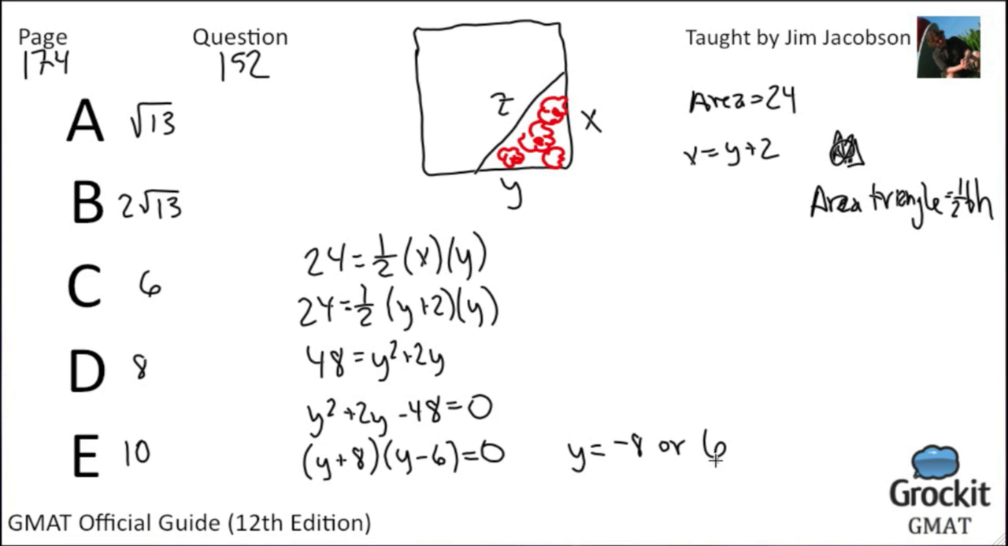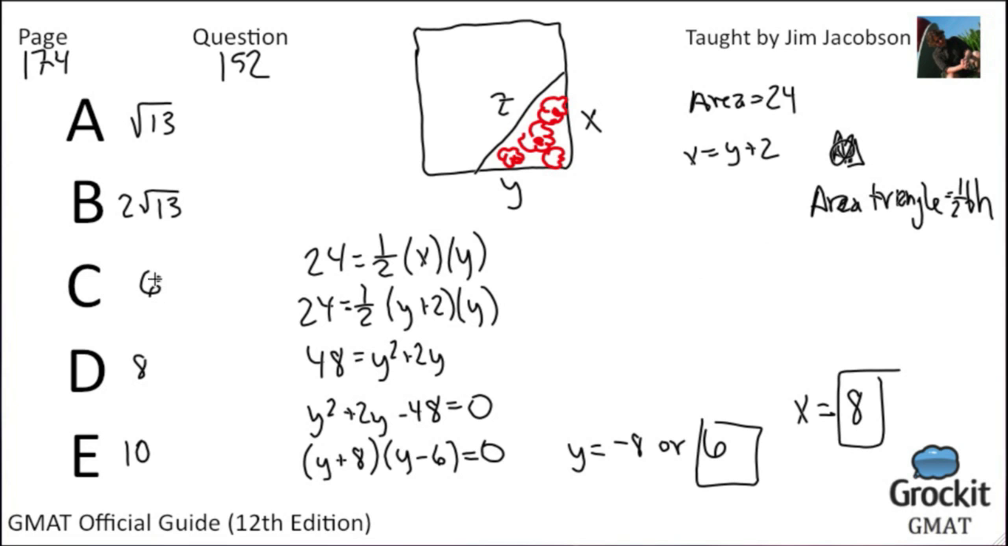Since we're dealing with an actual flower bed, see, I drew the flowers and everything, we can't use negative distances. There are no negative distances in real-life flower beds, only positive ones. So y equals 6. We also then know that x equals y plus 2, so x equals 8. Then we can solve for z.